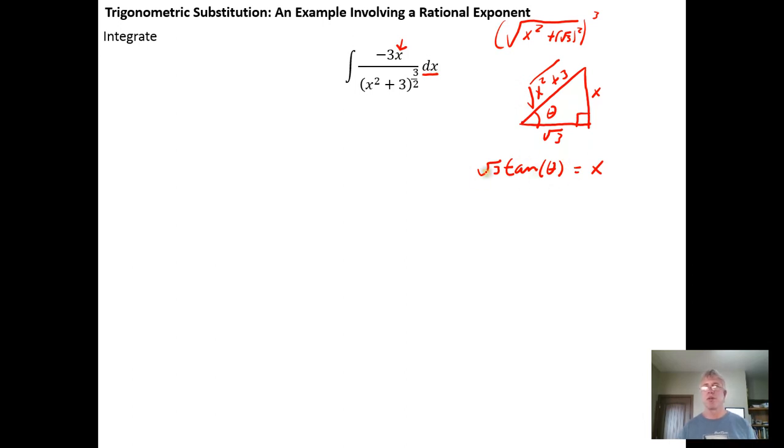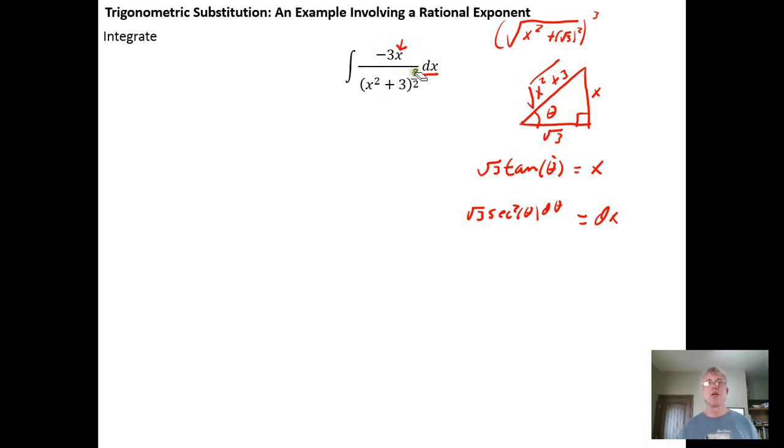So we'll want to take the derivative with respect to x of both sides. So we'll get square root of 3. The derivative of tangent is secant squared of theta. The chain rule says that we need to take the derivative of the inside function, so we need to take d theta dx. So that's using implicit differentiation, and then we take the derivative of the right hand side. The derivative of x is 1, multiply both sides by dx. And now we know that we can replace dx with root 3 secant squared of theta d theta.